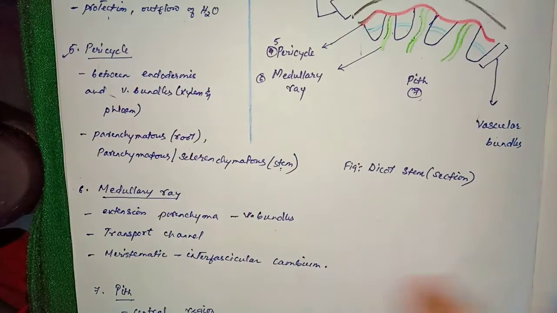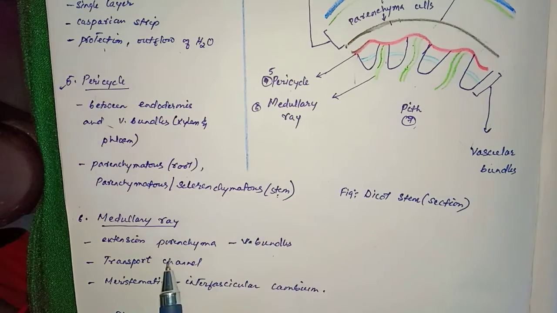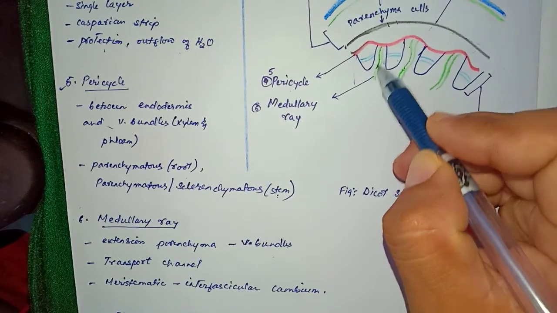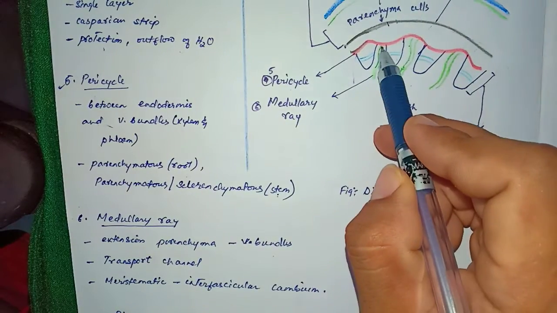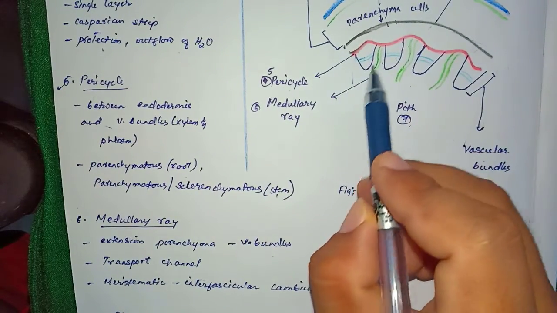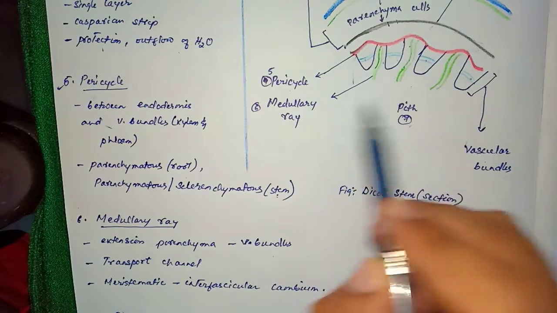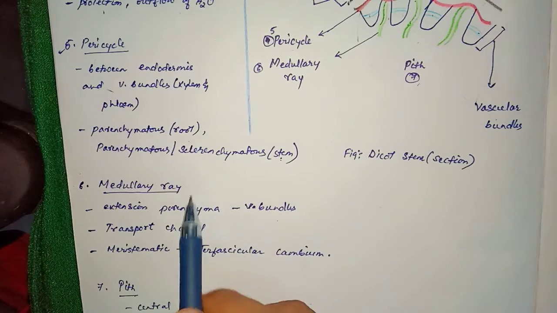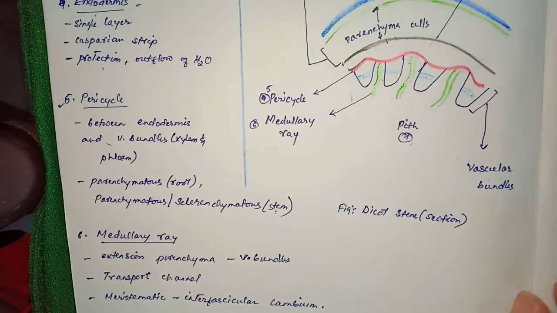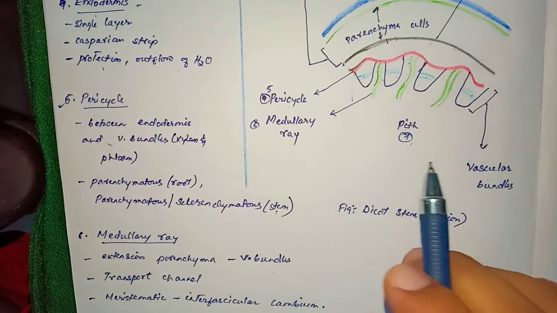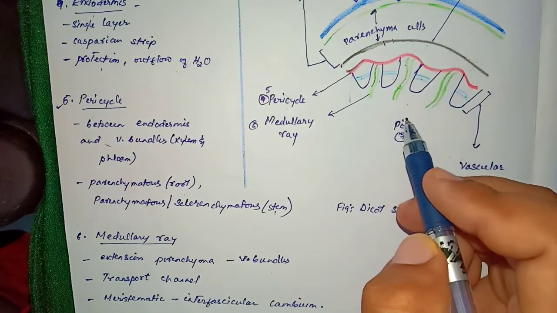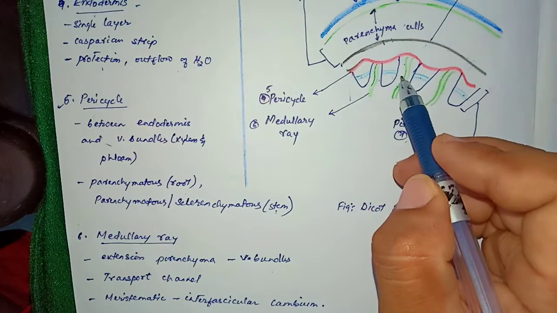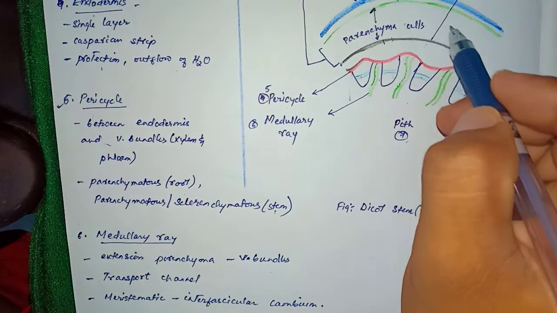Now medullary ray. Medullary ray is just an extension of parenchyma cells from the pith in between the vascular bundles. So this extension found between the vascular bundles is called the medullary ray. The medullary ray serves as a channel of transport of food and water from the pith to the cortex. So this serves as a channel for transport of water and food from the pith to the cortical region.